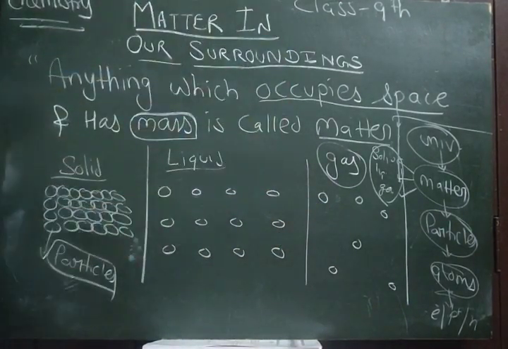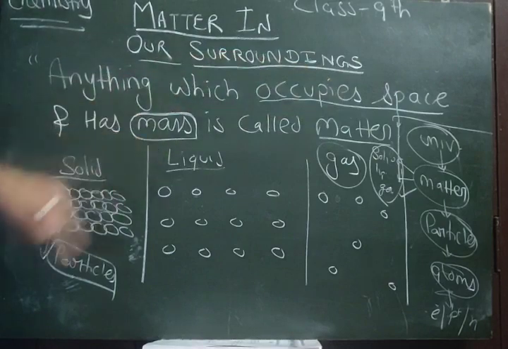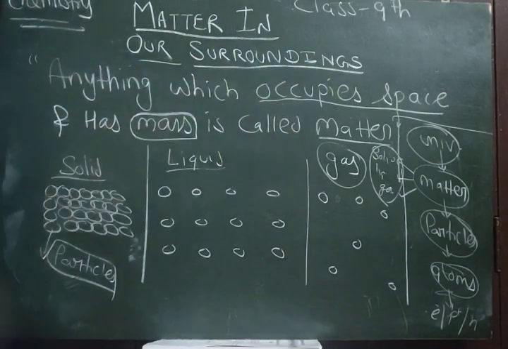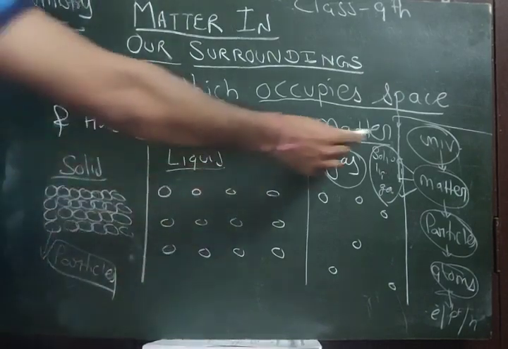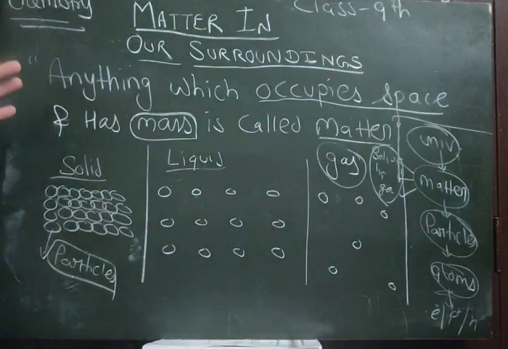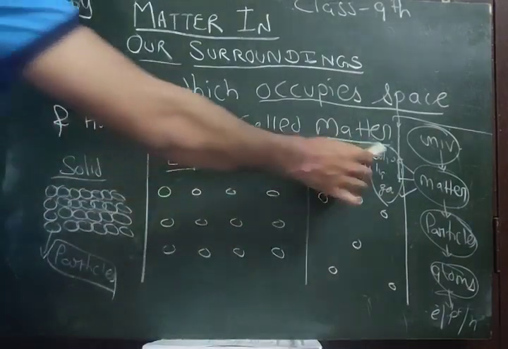Okay, let's summarize all the things. So what is matter? Anything which occupies space and has mass is considered to be matter. So what comes under matter? Everything which we can see all around, in your room, on earth, even in the universe. Everything like a fan, mobile phone, chair, sofa is considered matter.